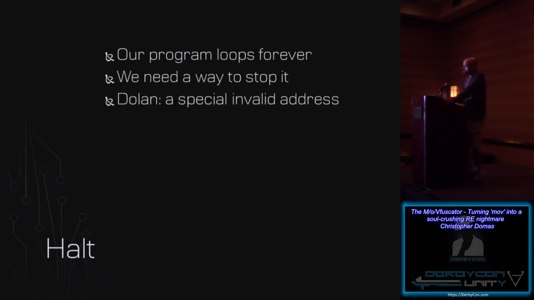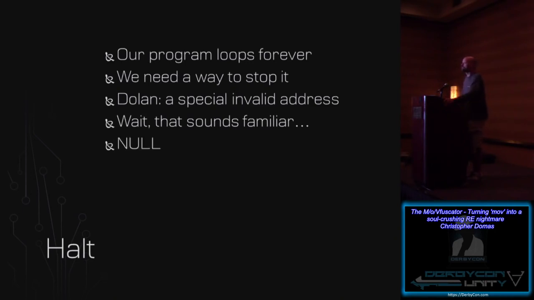He said, assume that there's some special invalid address that will halt your program. Well, if you've ever written anything in C, this probably sounds familiar to you. Accessing null is a pretty good way to halt your program. It's not the cleanest way. That's going to segfault your program, but it'll stop it. So that's what we're going to use. When we access null, we'll simply cease execution. So when we want to stop our program, it's as simple as trying to read from address 0.